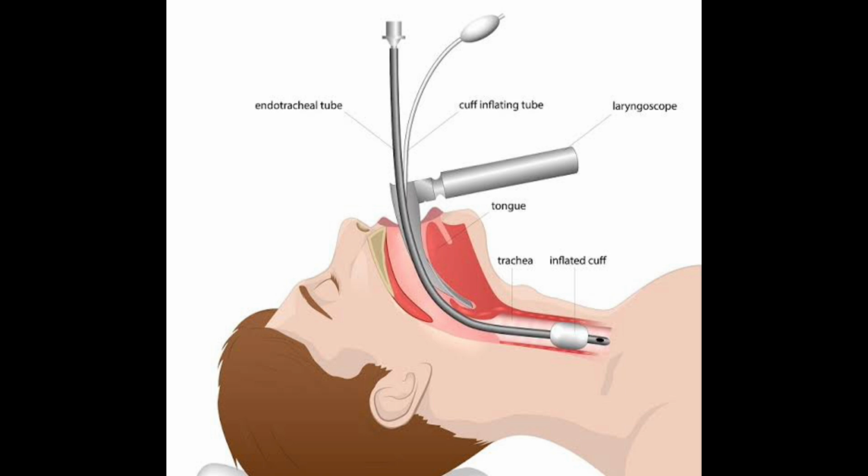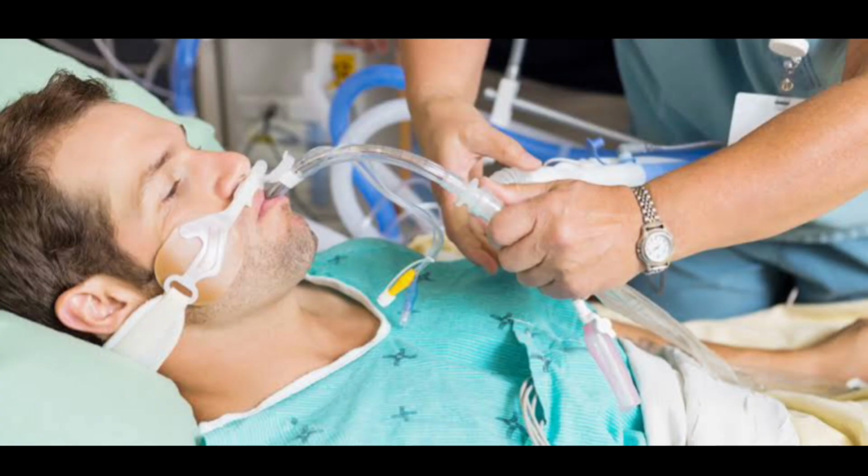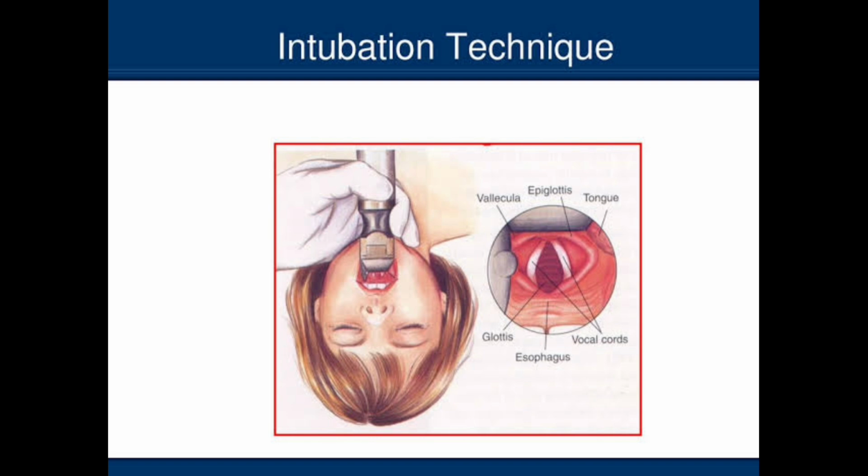Laryngospasm. A sudden spasm of the vocal cords can make it difficult to breathe and may require additional interventions. Tracheal injury. In rare cases, the trachea may be injured during tube insertion. Infection. There is a small risk of infection at the site of tube insertion or in the lungs.